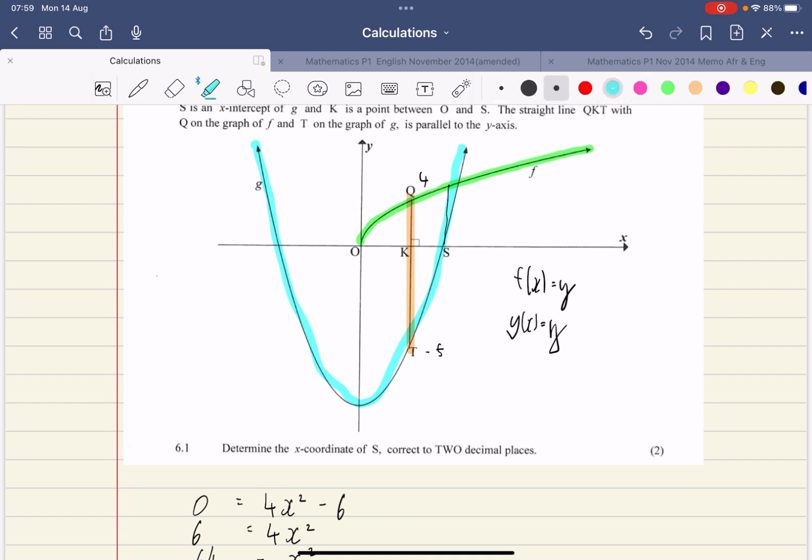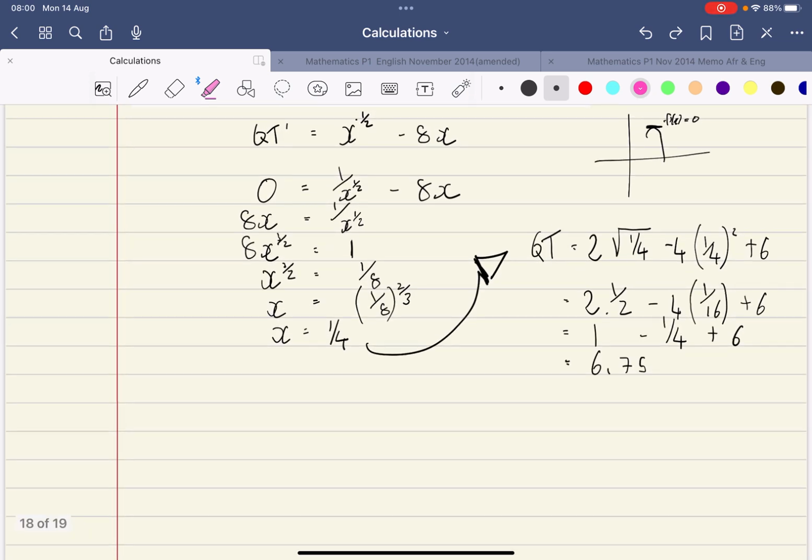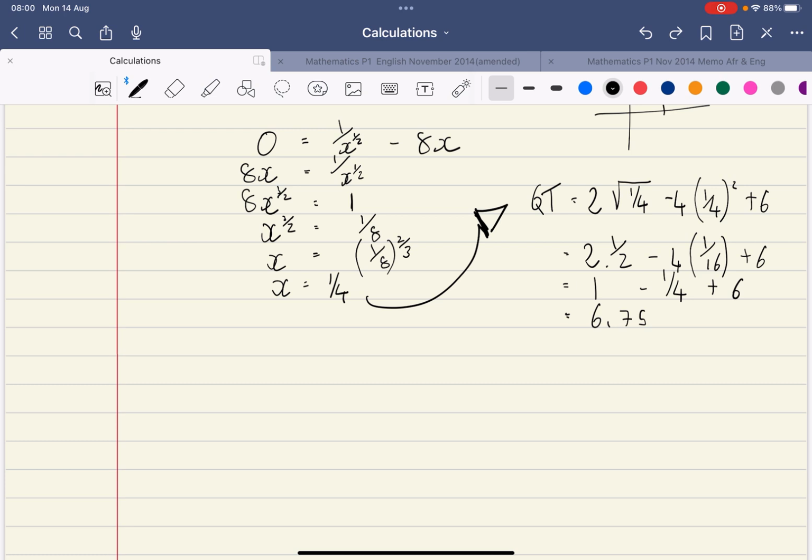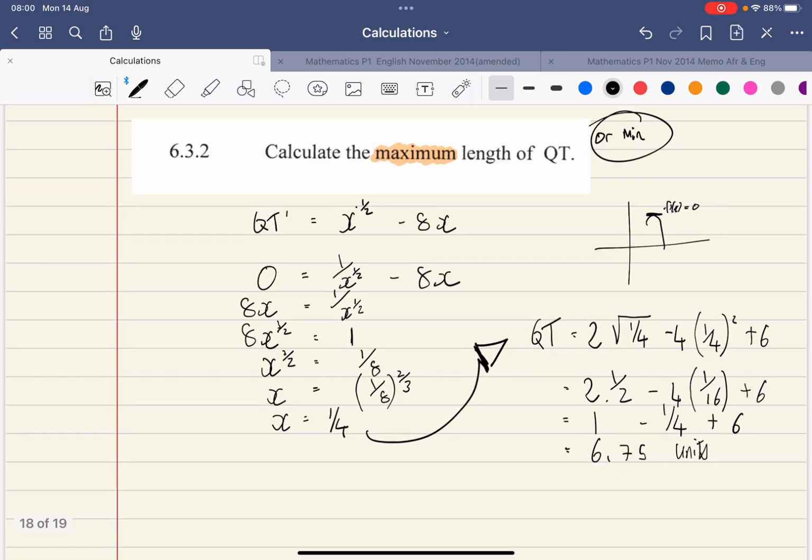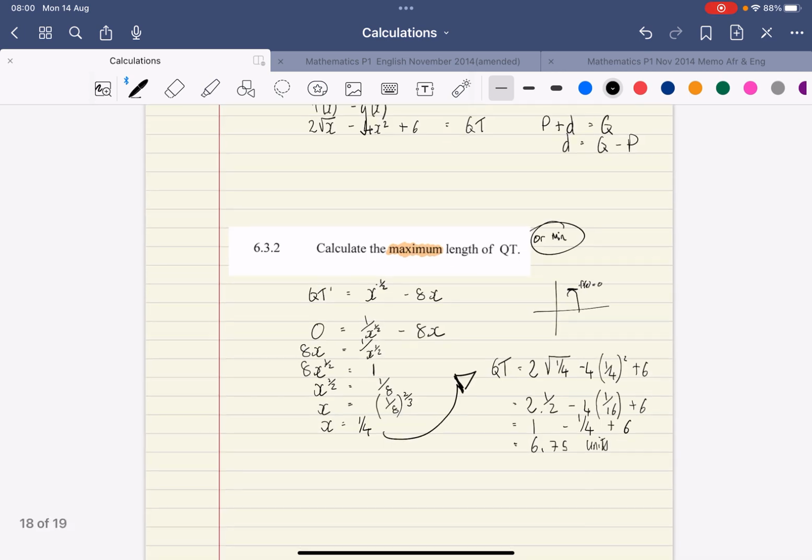between the green graph and the blue graph. Just to make you understand, what we've done is we found the maximum length between the blue and the green at one of these points over here. In particular, its length comes out to 6.75. And because we're dealing with length, let's add some context. So we'll put units: 6.75 units. And that is all we had to do. That is the question solved.